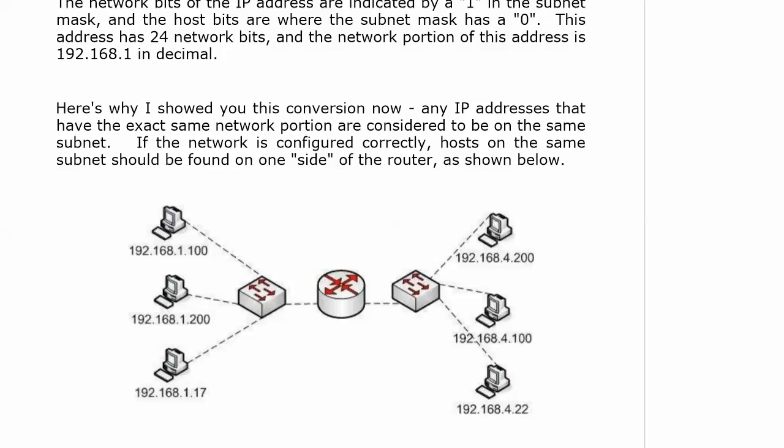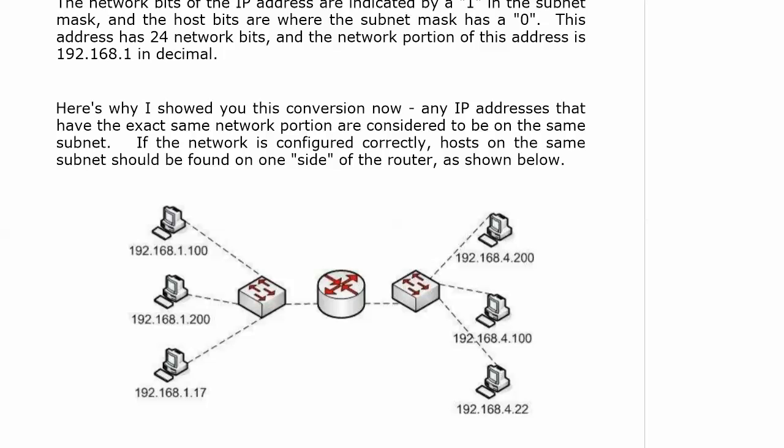Cisco has a term called best practice where they have certain rules and they just say, this is for best results, the way you should do such and such. This is best practice right here. You want to have all your hosts in one subnet on one side of the router. And as we go through this section, you'll really see why.